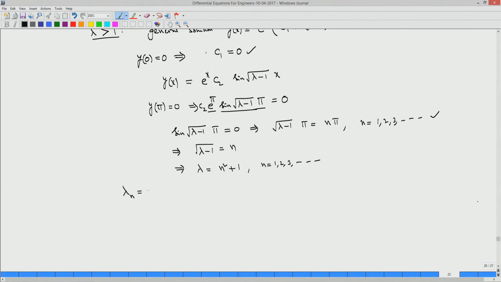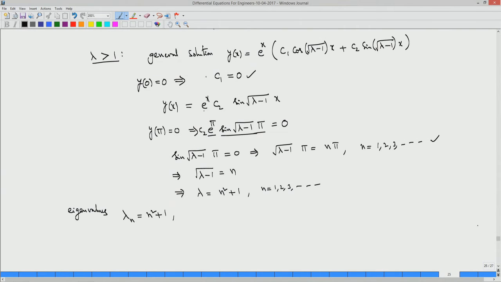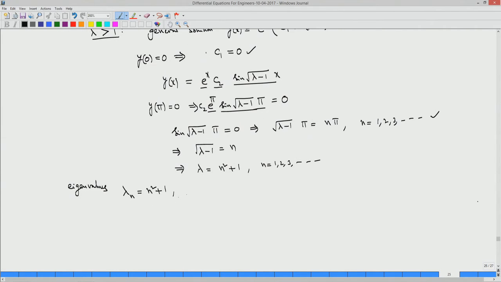Lambda n equal to n square plus 1 are the eigenvalues for which you have a non-zero solution. So C2 can be arbitrary, so you can take it as 1. For these lambda values, the eigenfunctions, which you call Vn of x, are e power x sine of square root of lambda minus 1 x, which is sine nx, for n running from 1, 2, 3 and so on.